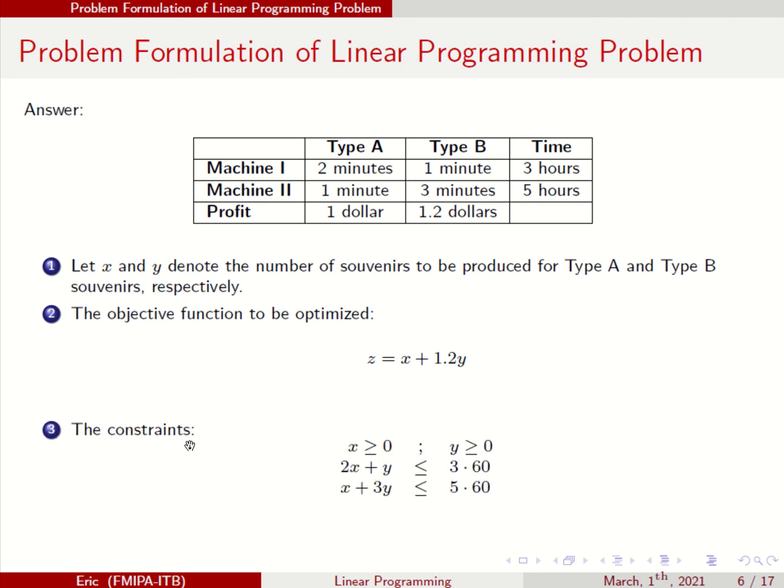Okay, and the constraints. Don't forget, the number of souvenirs should be non-negative. That is, X is greater than or equal to 0. The same for Y.